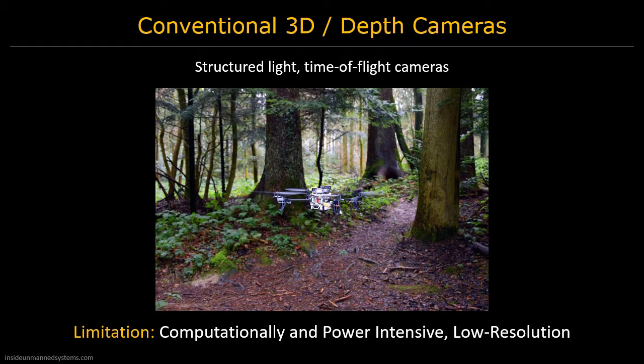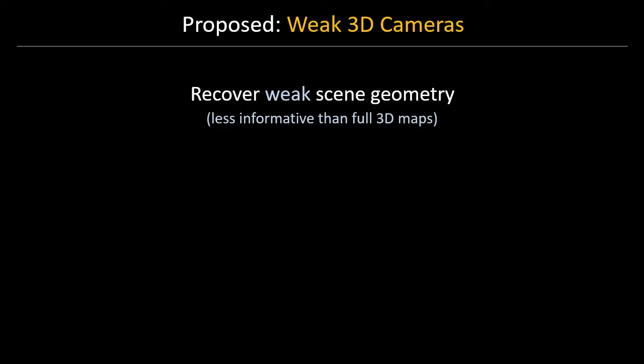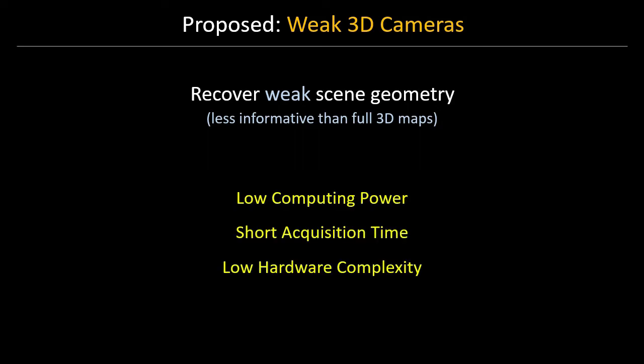Another potential approach is to use depth sensors, such as structured light or time-of-flight cameras. However, these sensors usually require high computational or power budget and a low resolution, which is not suitable for low-power devices, such as a micro drone. In this paper, we propose weak 3D cameras, which recover only weak representations of scene geometry that are less informative than full 3D maps, but require less computing power, shorter acquisition time, and lower hardware complexity.